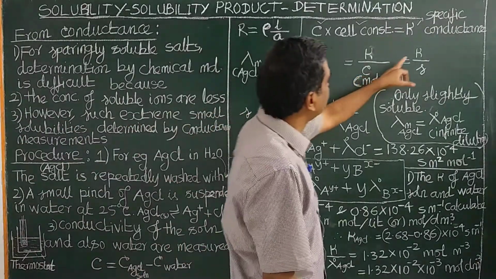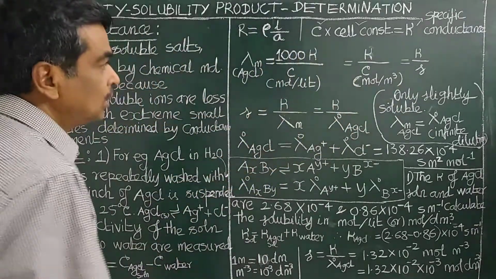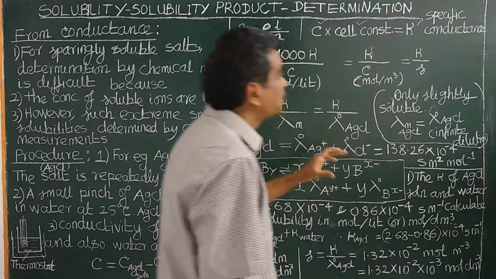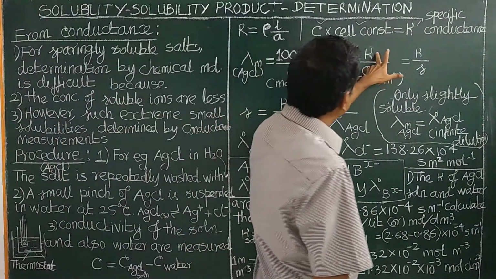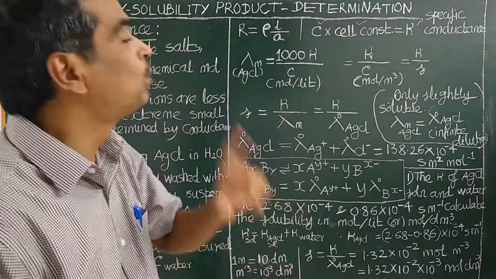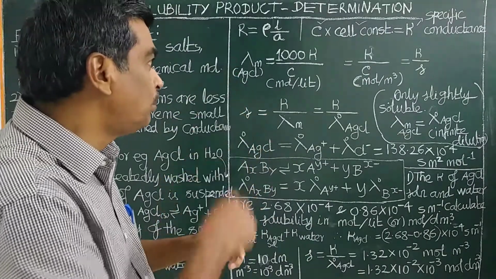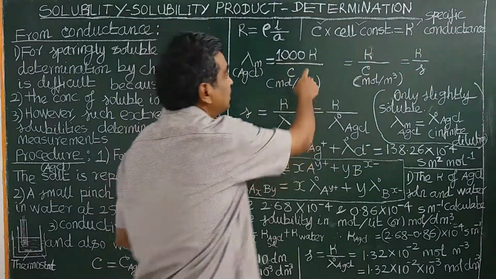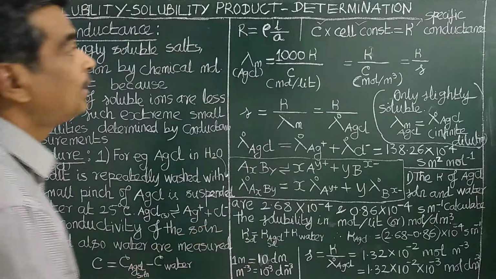The second formula, kappa by S, is used when concentration is expressed in moles per meter cube. Now, here the specific conductance is the conductance of 1 meter cube of the solution, that is, 1 meter length, breadth, and height. Here, kappa, the specific conductance, is the conductance of 1 centimeter cube of the electrolytic solution.